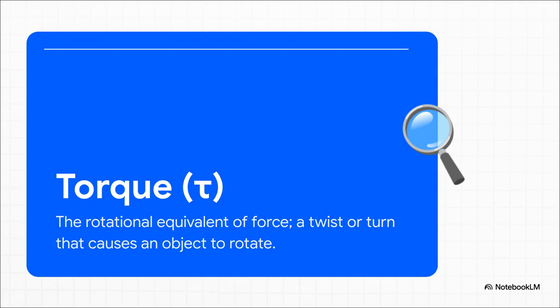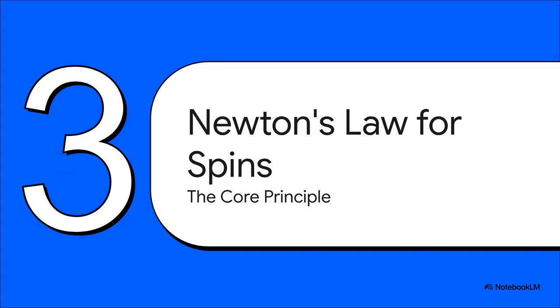And what actually causes something to start spinning in the first place? Well, it's not a force exactly, but a torque, which we represent with the Greek letter tau. Torque is the rotational version of force. The best way to think about it is using a wrench on a bolt. You apply a push, a force, but you do it at a distance. That combination of force and distance creates the twist. That's torque.